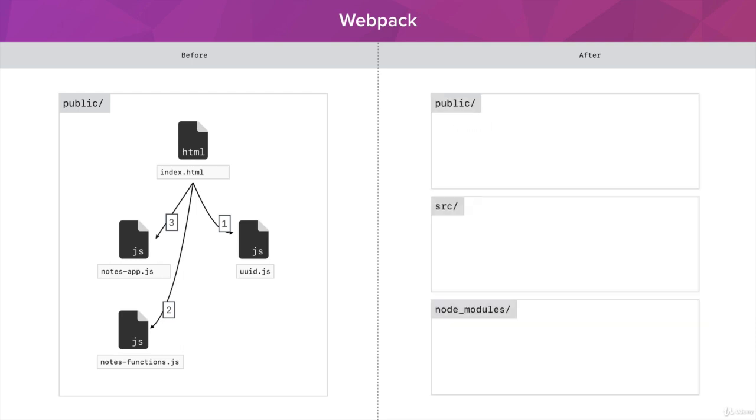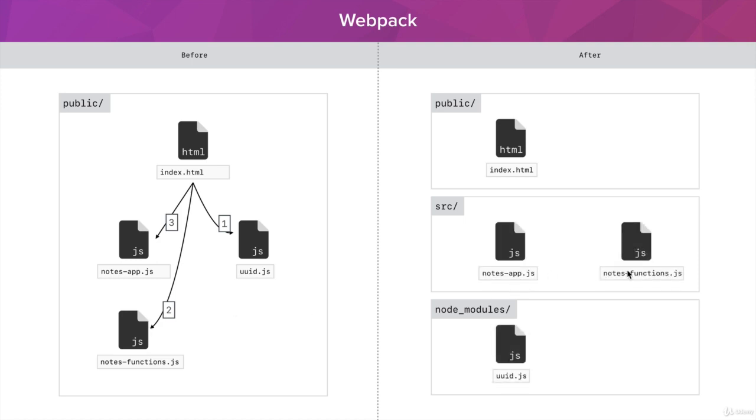With Webpack, our setup is going to look a bit different. The first thing we'll notice is that we have three directories. We have a public folder still, and this is where our index.html file is going to live. And then we also have a source folder and a node modules folder. The source folder is going to contain all of the JavaScript code that we write. Node modules is going to contain all of the third-party application code we need. So we still have the same three files, they're just structured a bit differently. We have the app file and the functions file in the source directory, and UUID is going to live in node modules. We'll talk about how to set all of this up in the next several videos. In this one, we're just visualizing how this would work.